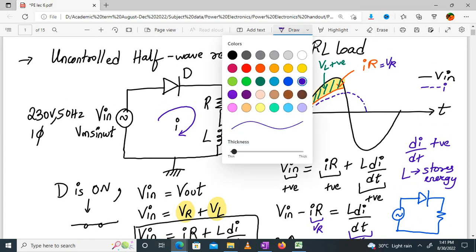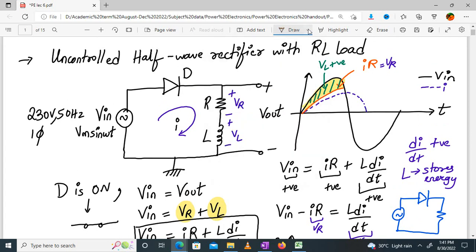Now let me highlight some point over here. Let me use a brown color. Now in this phase, whatever phase I'm marking over here, green color, shaded area, that is the region where the inductor is releasing the stored energy. So this is that area. Inductor is releasing the stored energy. This is that area.